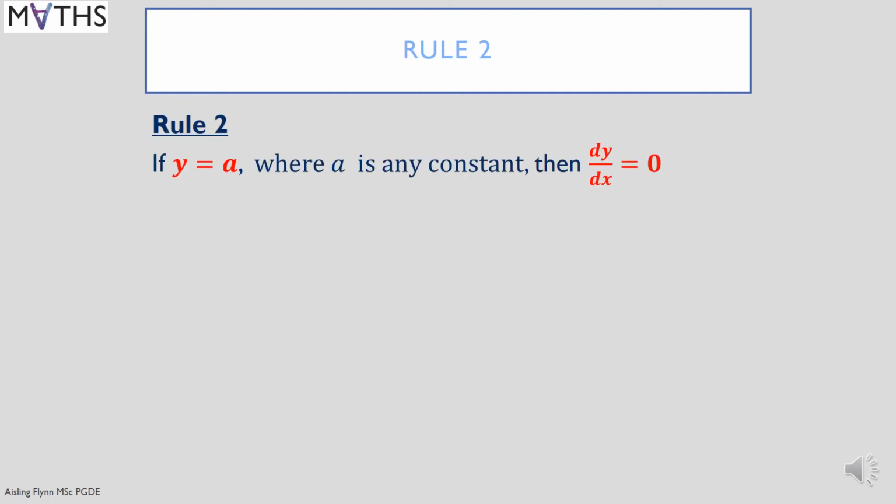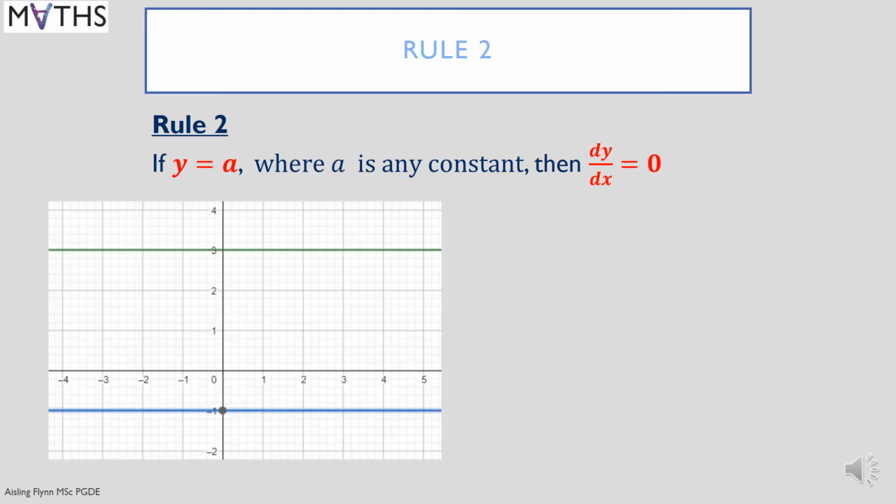Now, rule 2 of differentiation, and we've already discussed this in detail actually. It says that when y equals a, where a is a constant, then dy/dx equals 0. What they're describing here are the perfectly horizontal lines we discussed earlier. So when y equals 3, or when y equals 1, immediately we can say that dy/dx equals 0. The slope is 0.